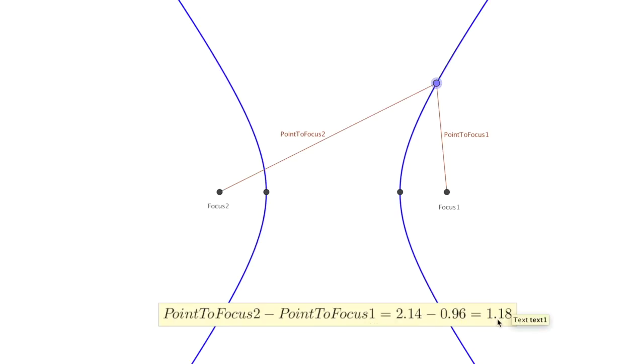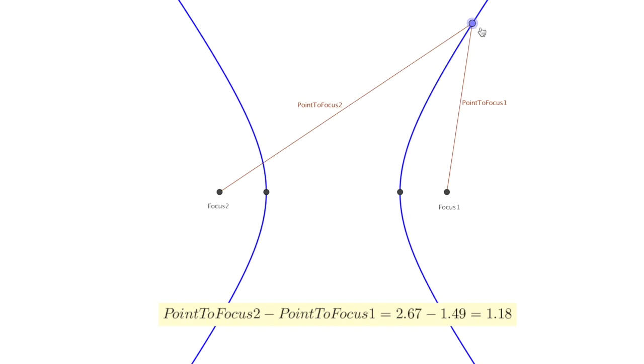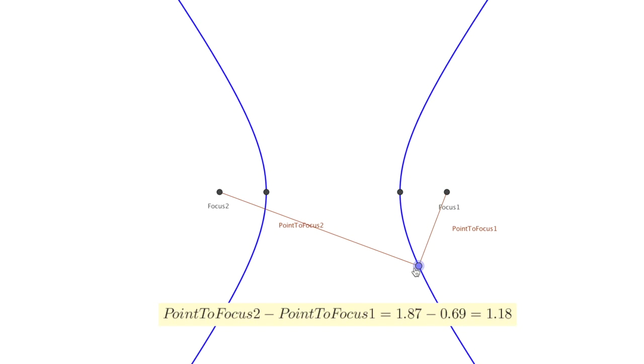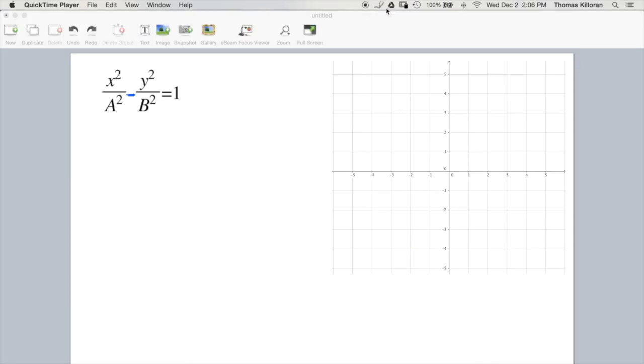So here the constant is 1.18. No matter where I move that point, that number is always going to be 1.18. So that would generate the idea of how to come up with the formula or equation of a hyperbola. And a hyperbola is similar to an ellipse in that it has an a, b, and a c, where the c represents the foci, but a and b get a little bit different treatment.